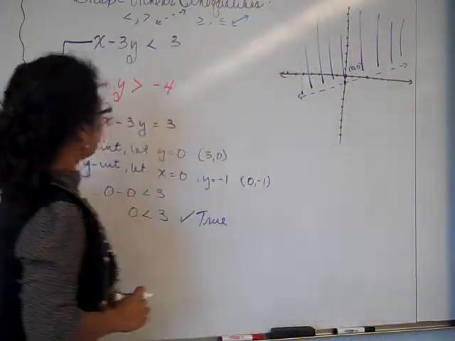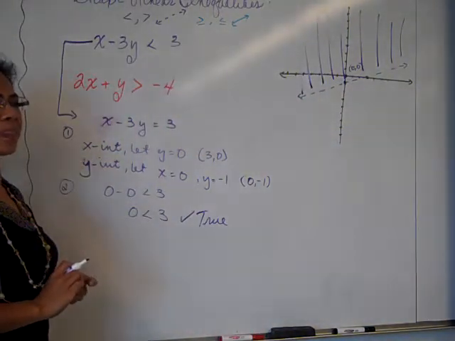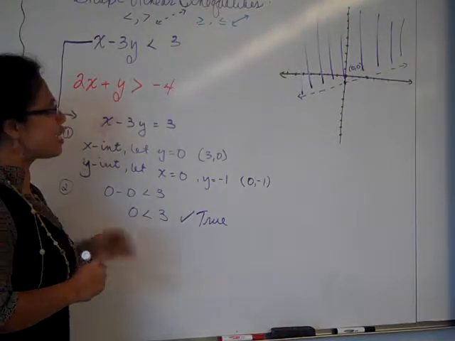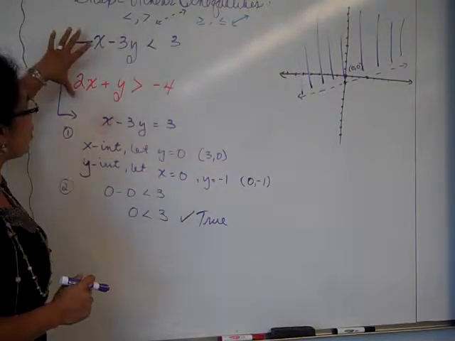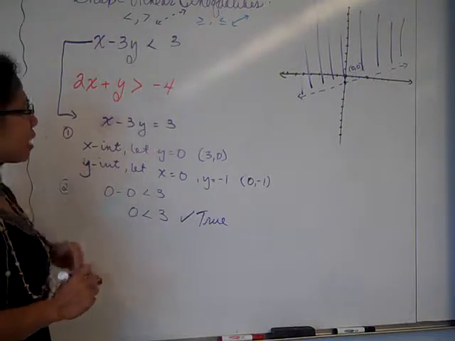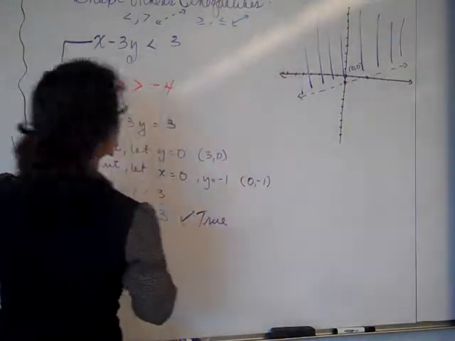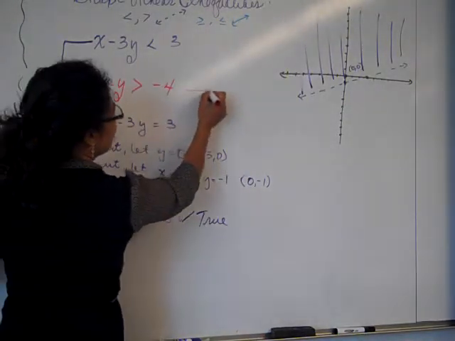Okay? So this is our purple inequality. Now let's do what we have done before, because we have two inequalities to work with. We have the purple and the red. Let's do the red one. The red one, I'm going to kind of go this way.